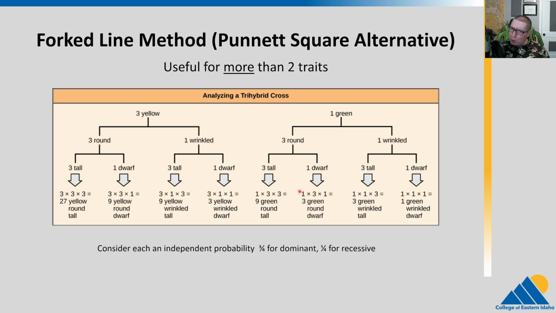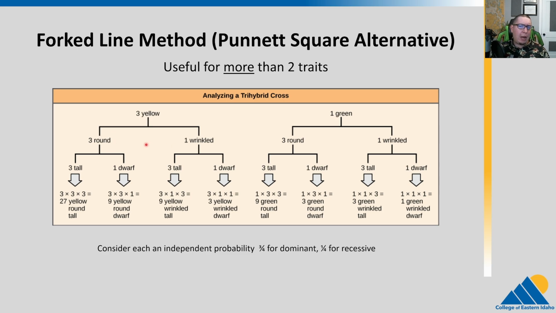What if you have more than 2 traits? Well, the Punnett square would get really ugly, right? Because then that's a lot of squares. I think it's like 64 squares at that point. What you can do, though, is use this fork-lined method where you use probabilities, right? So for a trihybrid cross, you could look at each as an independent probability, 3/4 for dominant, 1/4 recessive, and you could work through. In this case, we're looking at seed color, seed shape, and plant height.